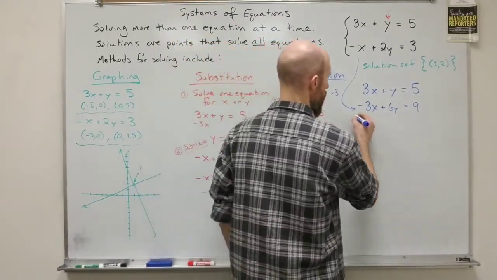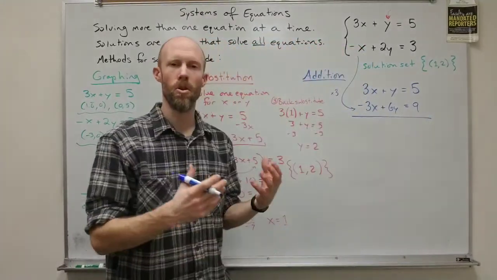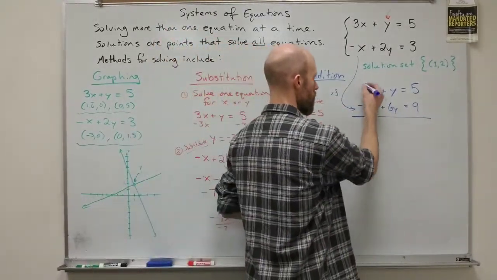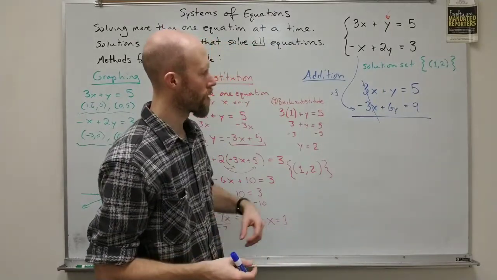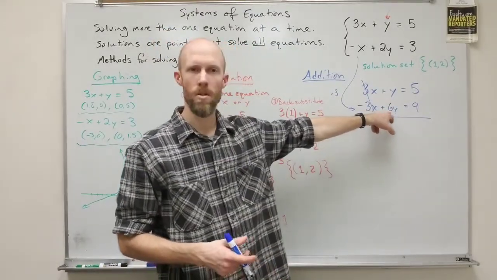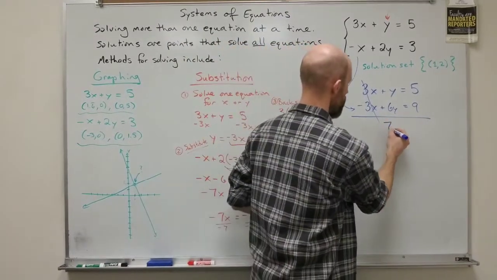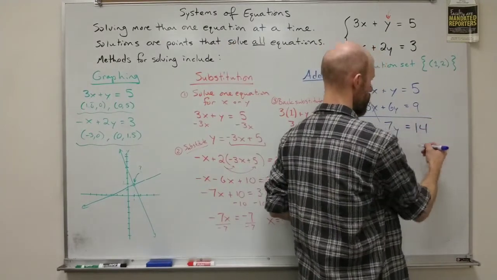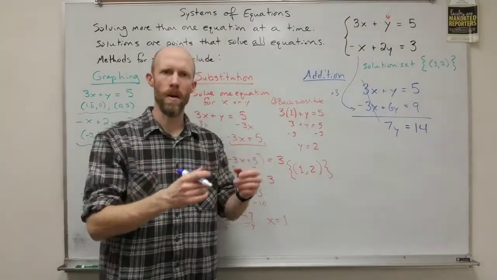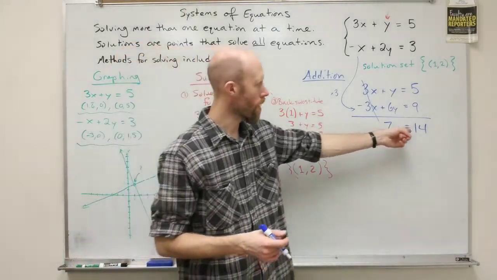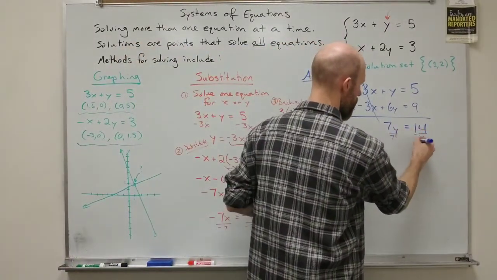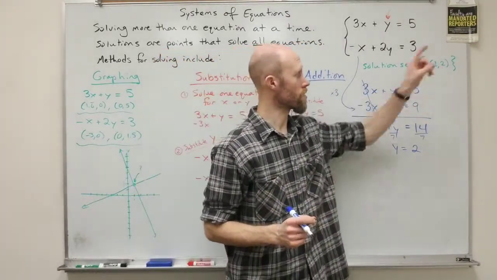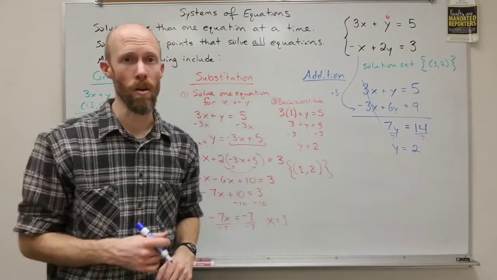So when I add these two equations together, I'm going to add them term by term to combine like terms. 3x minus 3x is 0x. So those add up to 0. Y plus 6y is 7y. And 5 plus 9 is 14. So I'm just adding them up by term. And notice 7y equals 14. If I divide out the 7, I get a y value of 2, which is a good thing because it matches the y value of the solution we found before.